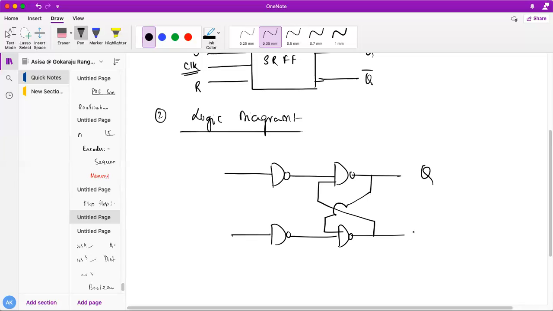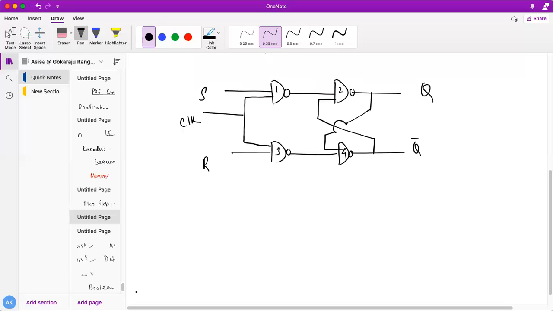If I want to convert this SR latch to an SR flip-flop, what I have to do is just apply a control input, which is the clock pulse. So this is now converted from my SR latch to an SR flip-flop. Do you all understand, students? So here, how many NAND gates? 1, 2, 3, and 4.